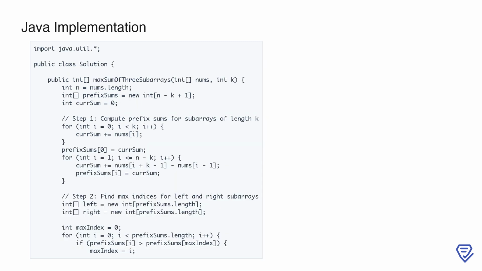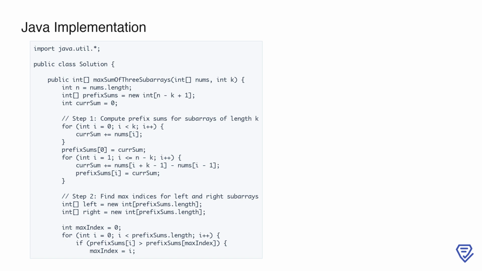Here, we start by defining our solution class and the function maxSumOfThreeSubarrays, which takes an array of integers, nums, and an integer k, representing the size of each subarray. The goal is to find the starting indices of three non-overlapping subarrays of size k that maximize their total sum.